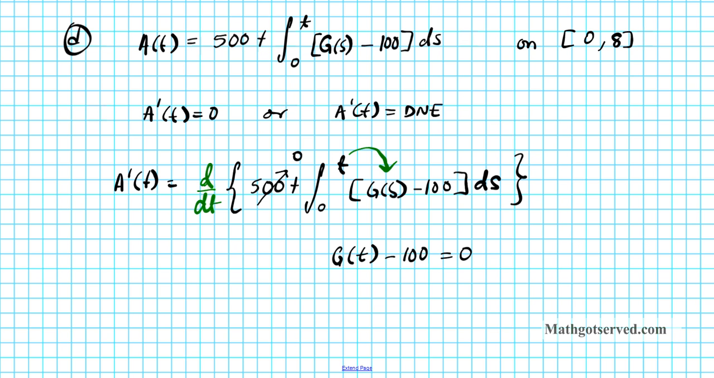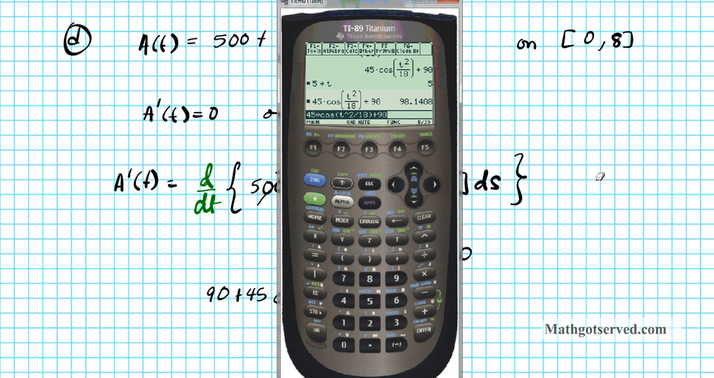All right, so all we're going to do now is find the zeros of this function right here. So we're going to graph 90 plus 45 cosine of t squared over 18, minus 100. And then we'll look for where it intersects or crosses the x-axis. So that's what we're going to be doing, looking for the zeros. All right, so let's enter it in the TI-89 Titanium.